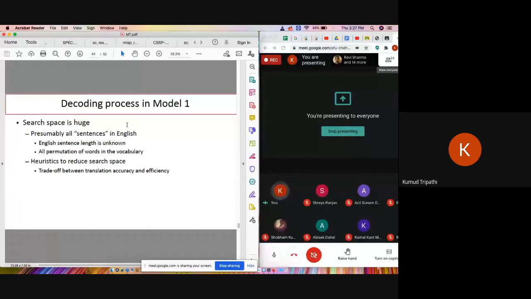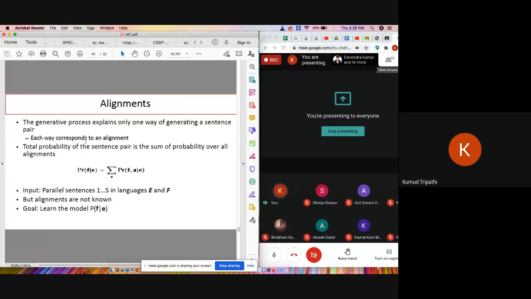Okay. Now the decoding process in Model 1. Actually in this one, decoding requires a lot of space. Okay, because here the English sentence length is unknown. Here we are simply assuming that the length is m or some constant value. Okay, so those are the challenges involved with the IBM based model. And all permutations of words in the vocabulary we are going to try, for detecting the word alignment. Okay, so again this is a challenge. So this needs to be solved.